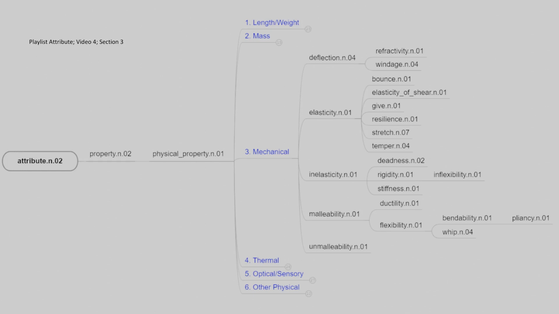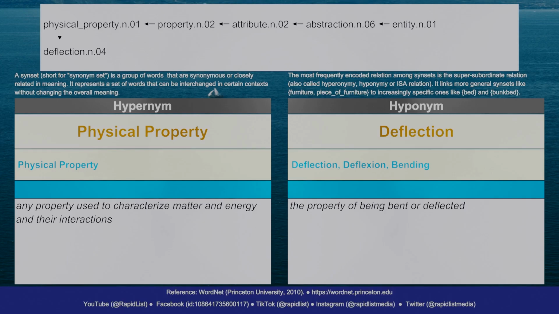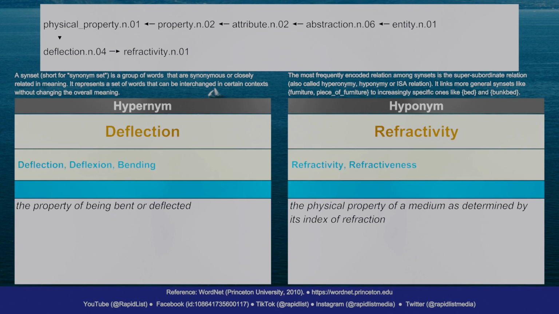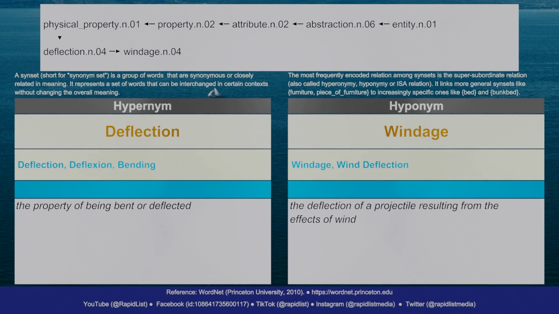Section 3. In this section we will explore some mechanical properties such as deflection, elasticity and malleability. Deflection. The property of being bent or deflected. Refractivity. The physical property of a medium is determined by its index of refraction. Windage. The deflection of a projectile resulting from the effects of wind.